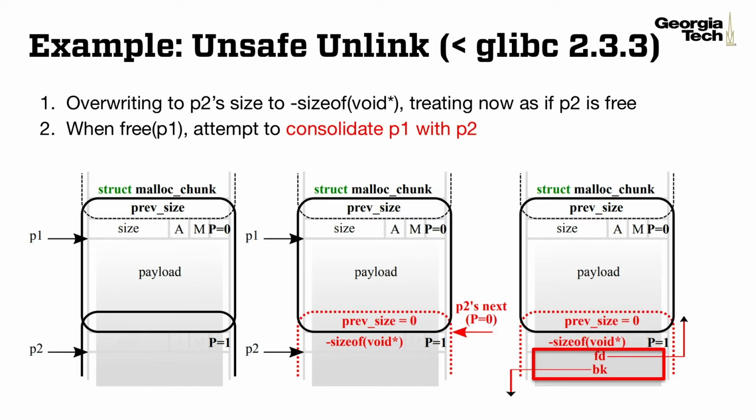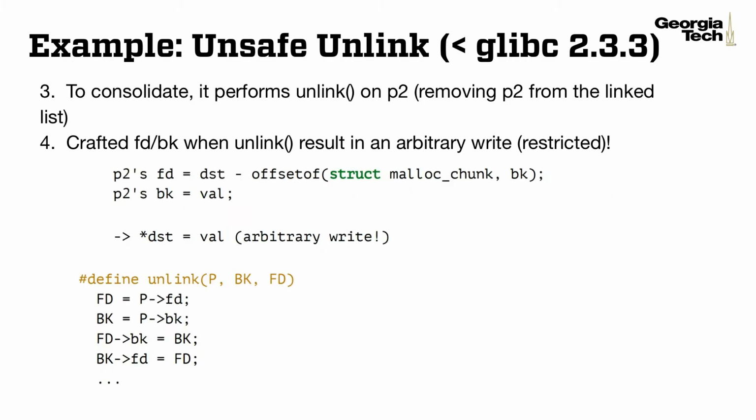What makes this interesting are the forward and backward links in the next object that we can control. To consolidate, it unlinks P2 from the linked list between free objects. Since we can craft the forward and backward links, we can incur a semi-arbitrary write. Specifically, by putting the forward element to a destination address minus the offset of the backward element and putting the backward element to the value that we want to write, we can overwrite the destination with the value of our interest.